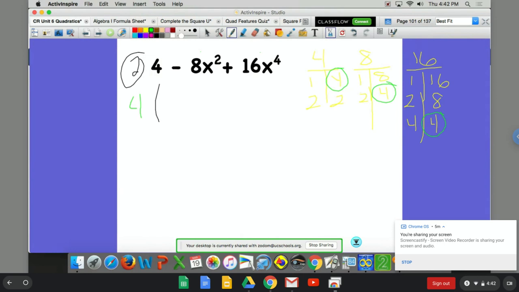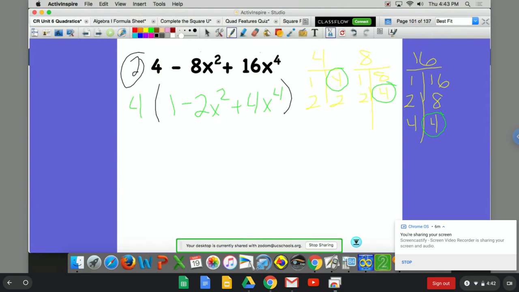And now 4 times what will give me 4? That's going to be 1. 4 times what is going to give me negative 8x squared, and that's going to be negative 2x squared. And we have 4 times what will give me positive 16x to the fourth, and that's going to be positive 4x to the fourth.